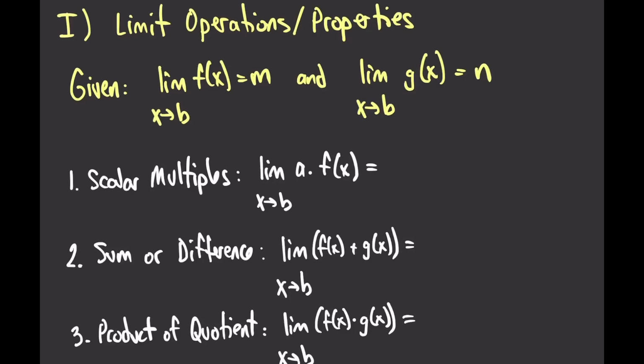So what we're given here is that the limit of f of x as x approaches b equals m. The limit of g of x as x approaches b is n.